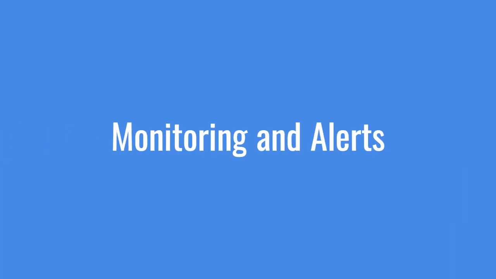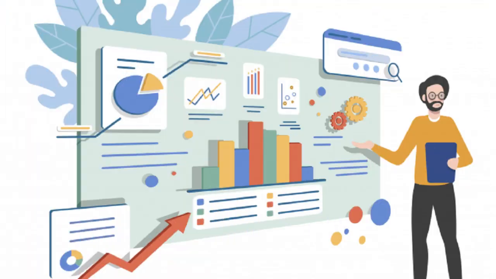Then monitoring and alerts means using monitoring tools to track resource usage and set up alerts for abnormal patterns. This allows for proactive cost management and immediate response to unexpected spikes. Friend, if you are properly monitoring the cost, properly monitoring the resources and taking care of alerts as well, it helps you a lot, and it helps you in cost management as well.